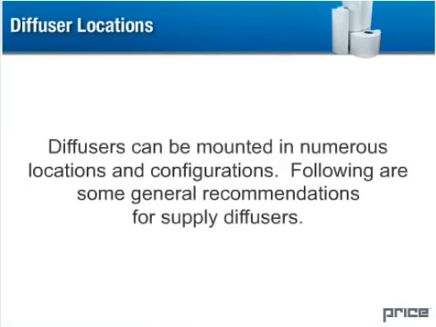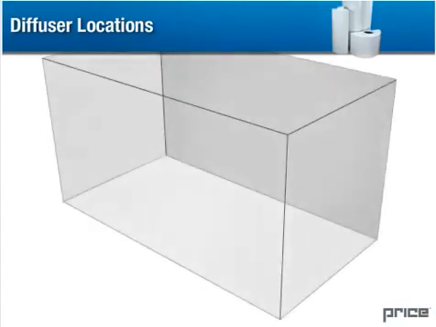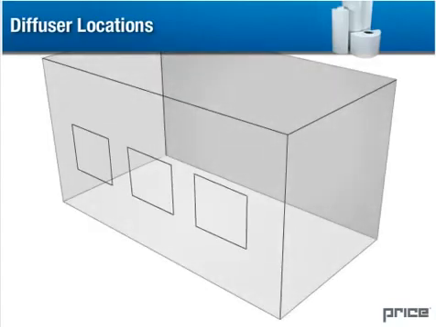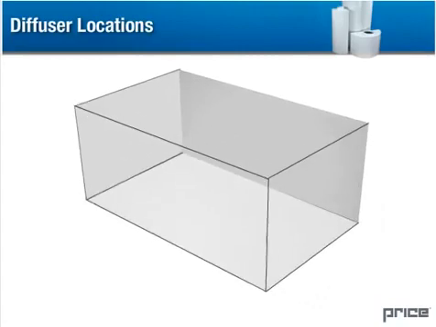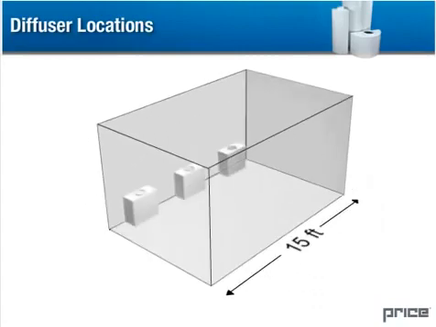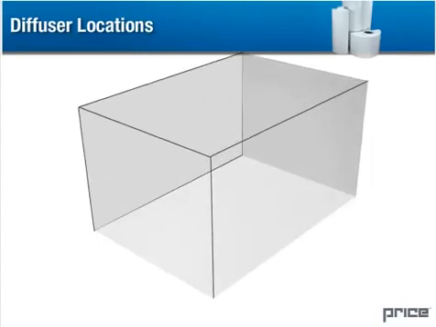Displacement diffusers can be mounted in numerous locations and configurations. Following are some general recommendations for supply diffusers. Rectangular or semicircular units are often located on walls opposite to the exterior windows and walls. For large rooms wider than 30 feet, consider mounting the diffusers on 2 opposite walls. For rooms longer than 15 feet, consider several diffusers along the wall as opposed to one.